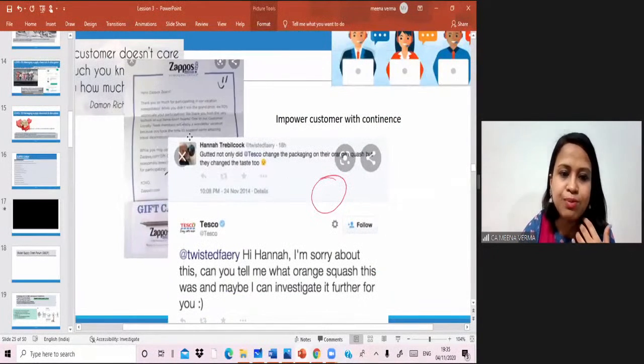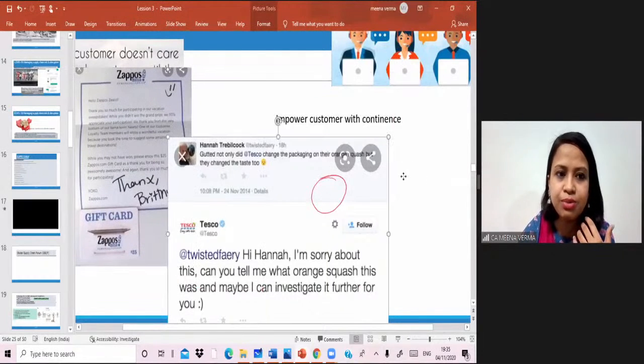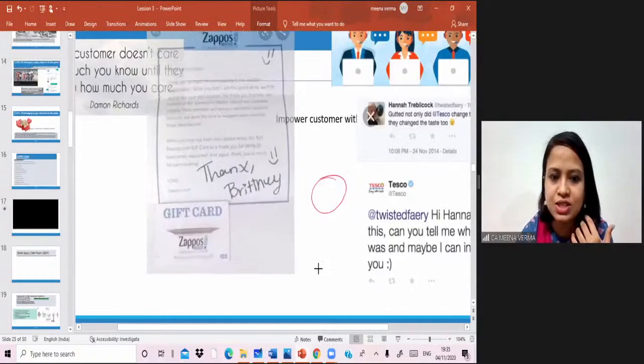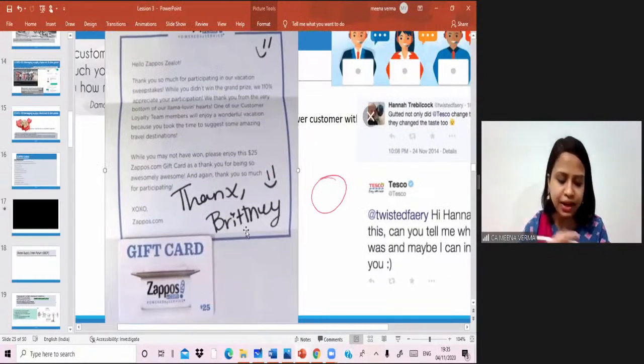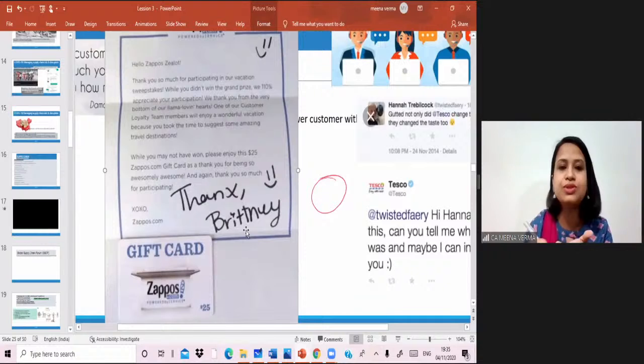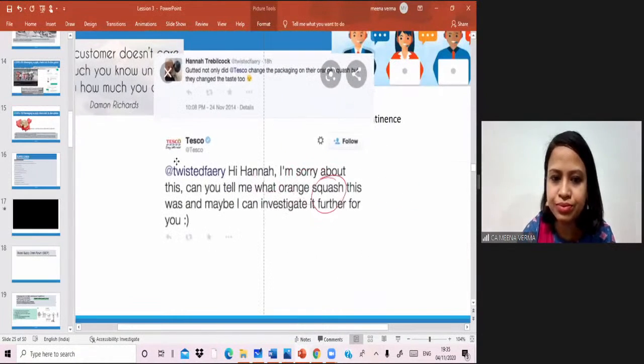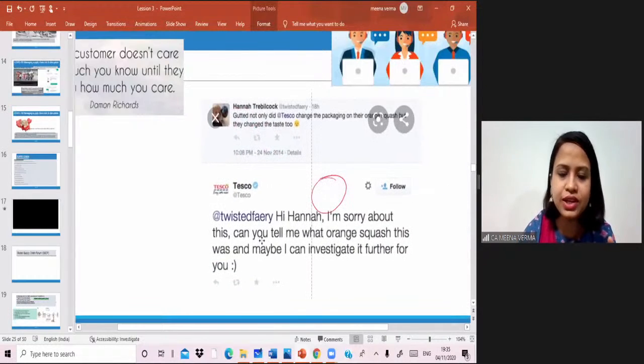They wish their customers a happy birthday personally, by writing personal cards and personal messages. More examples: this is the example of Tesco. I'll take it later.